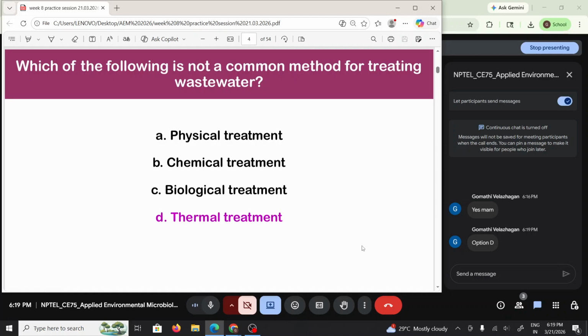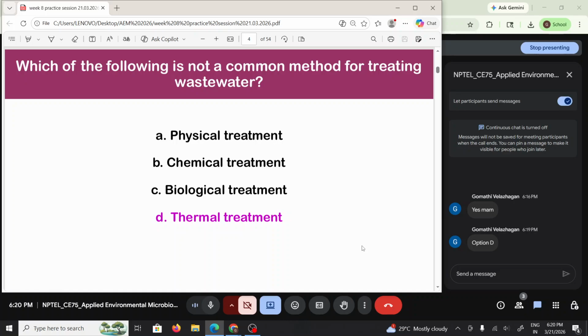Thermal treatment is not a common method for treating wastewater. When we talk about wastewater treatment, we know that it can be primary, secondary, and tertiary treatment. There are different stages of wastewater treatment, and in that we have different techniques that we use for removal of different kinds of wastes or pollutants in the wastewater.